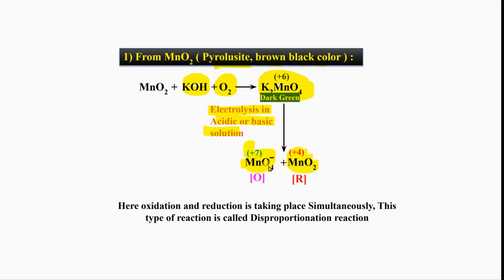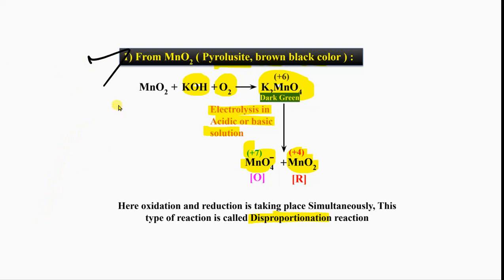So oxidation number increase is oxidation, oxidation number decrease is reduction. So oxidation and reduction are taking place simultaneously, and an element exhibits three oxidation states, that is plus 6, plus 7, and plus 4. So this is also called a disproportionation reaction. This is the first method of preparation, and it is called a disproportionation reaction.